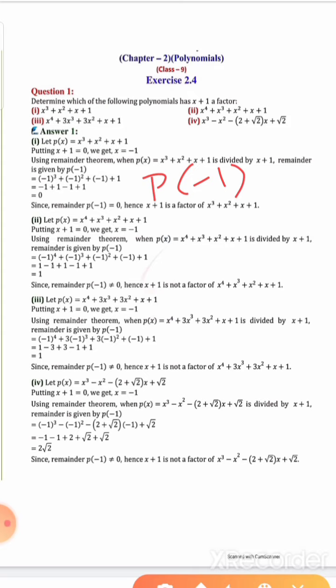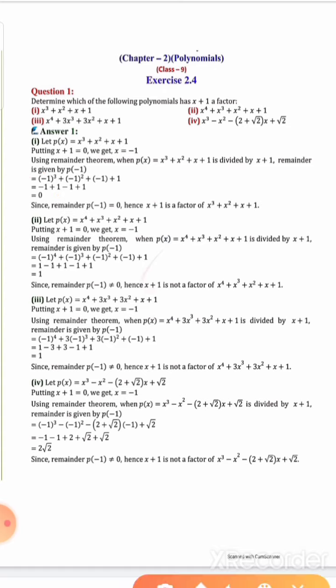Substituting x equal to minus 1 in the polynomial, we write this step: minus 1 whole cube plus minus 1 whole square plus minus 1 plus 1. Simplifying this step, we get the answer 0. It means p of minus 1 is 0. So since the remainder p of minus 1 equals 0, hence x plus 1 is a factor of our polynomial p of x.